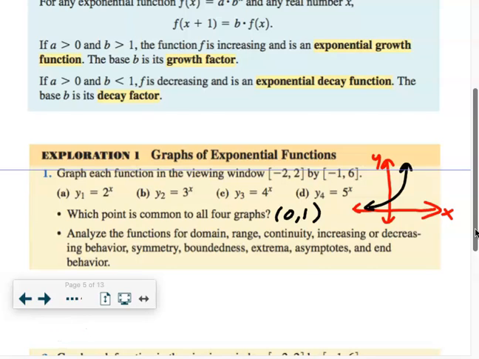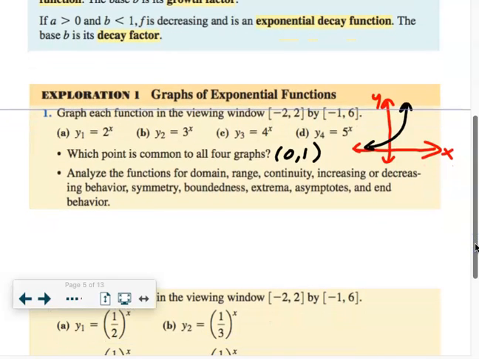Now, with this in mind, that little sketch there in your mind, it says analyze the functions for domain, range, continuity, increasing or decreasing behavior, symmetry, boundedness, extrema, asymptotes, and end behavior. So let's get started. When you're thinking domain, think about the x's and think, well, is there any x value that I could not put in there for x? Well, no, this graph is going to go left and right forever.